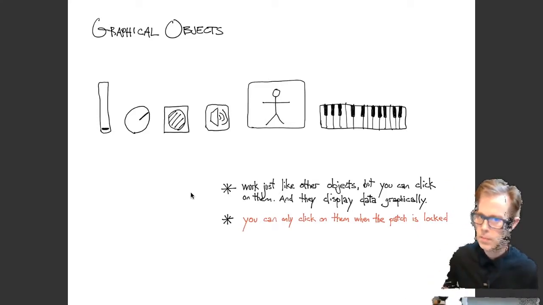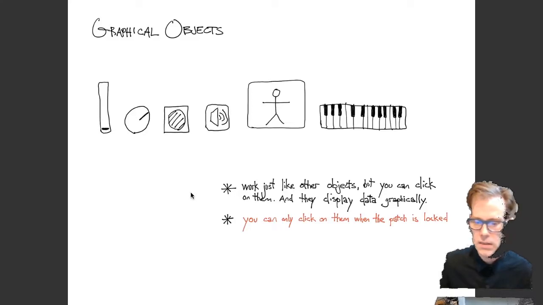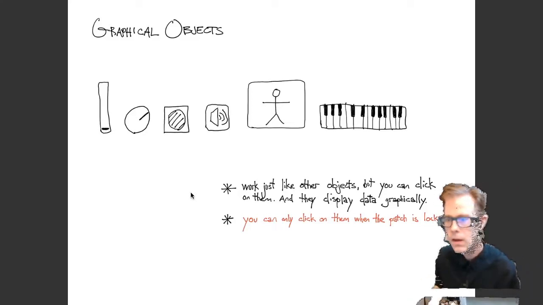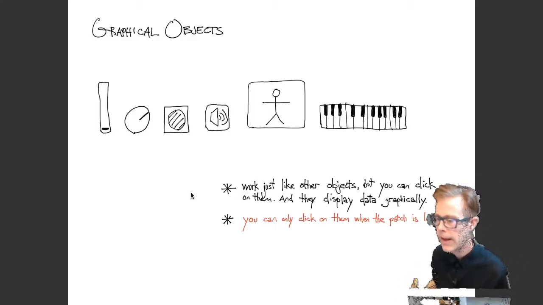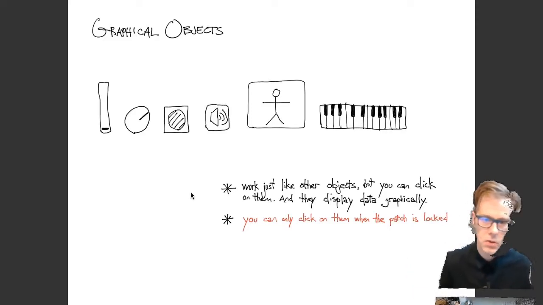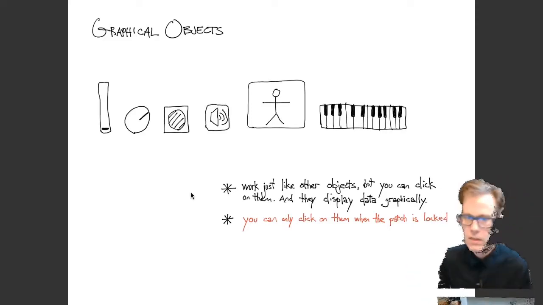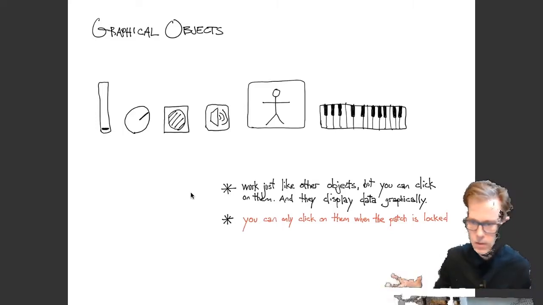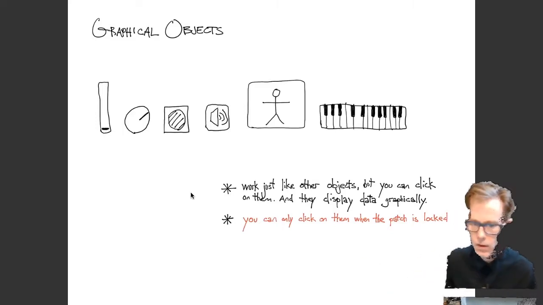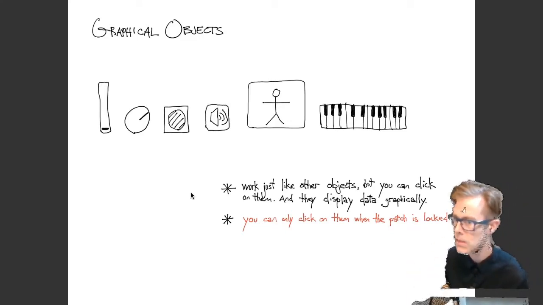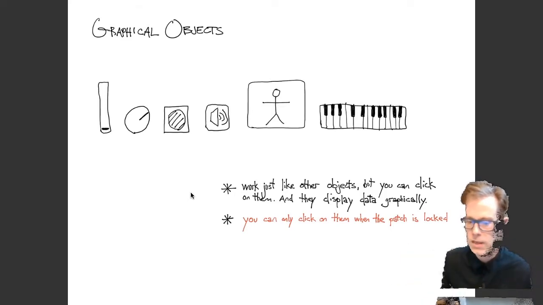Something that's important to remember about graphical objects is when we go to click on them, you can only do this when the patch is locked. So your Max patch is either locked or not locked. When it's not locked, you can edit it, you can select things, you can move them around, you can delete them. But when you click on them, you're not going to be using the user interface aspect of these graphical objects. You need to lock the patch in order to interact with them that way.